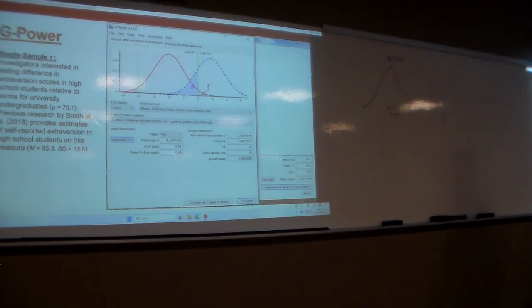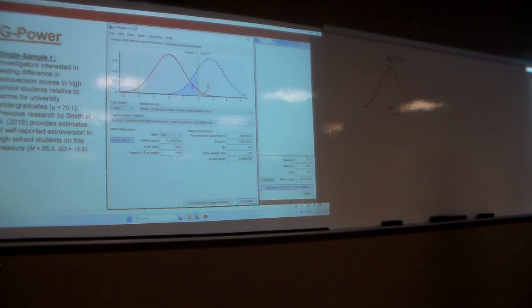So this is what the interface looks like. For a single sample test, let's say here, investigators are interested in testing the difference of extroversion scores in high school students relative to norms for university undergraduates. Previous research by Smith et al. (I'm getting real creative with the names here) provides estimates of self-reported extroversion in high school students on this measure: 65.3, standard deviation 13.5.